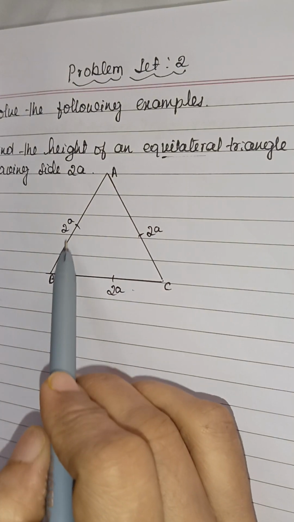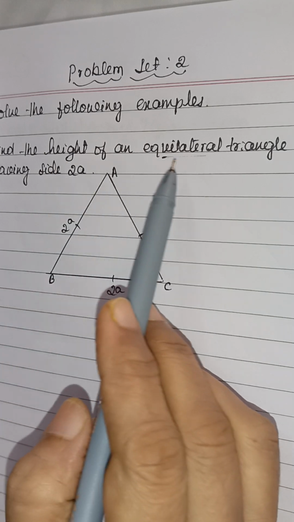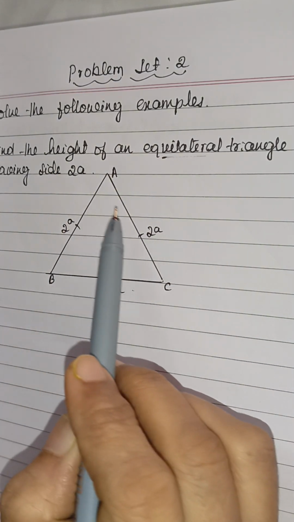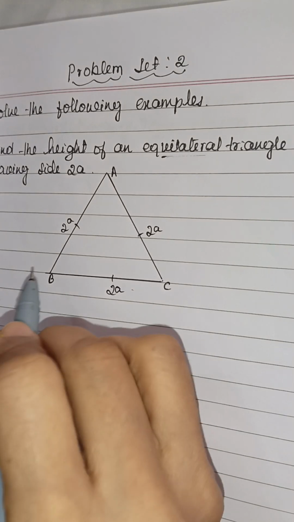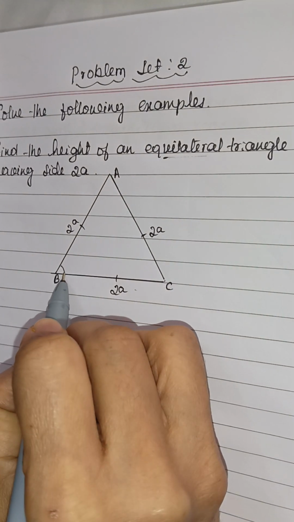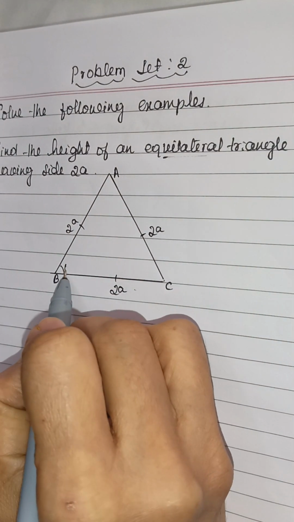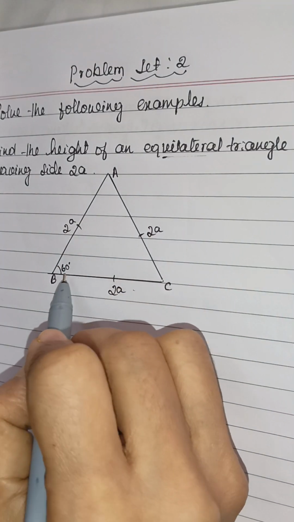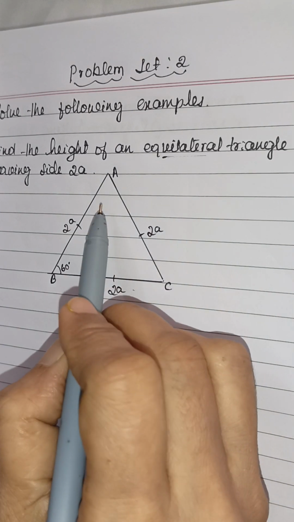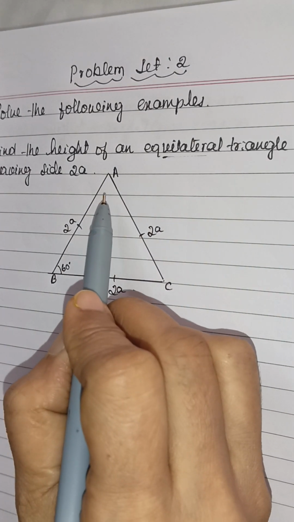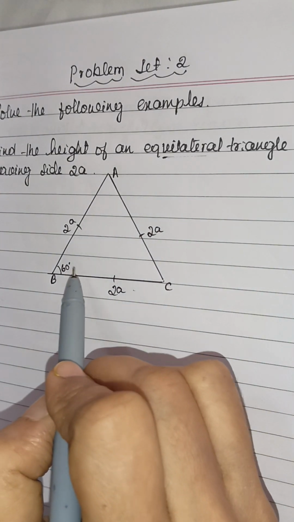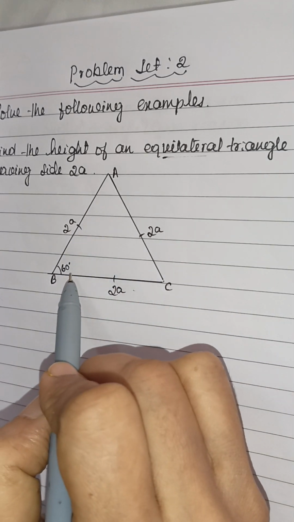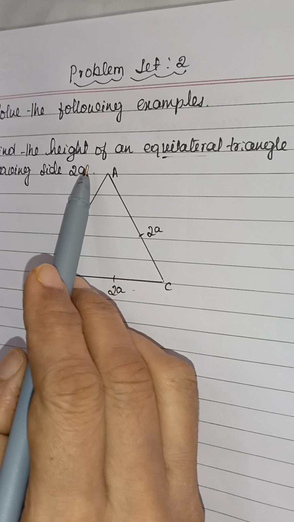The equilateral triangle has sides 2A. All three sides are of equal length and all the angles have equal measures, which means each is 60 degrees, since the sum of the angles of a triangle is 180 degrees. So each measures 60 degrees. Now find the height.